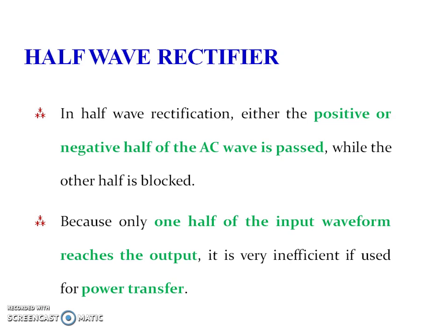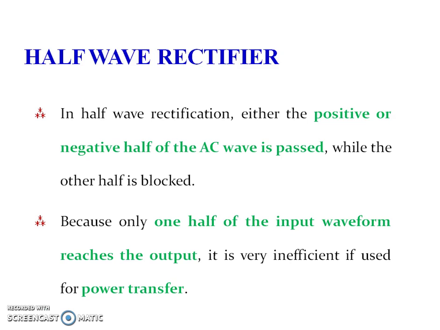In the half wave rectification process, either the positive half cycle or the negative half cycle of the AC wave is what we get at the output section. Either the positive or negative half of the AC wave is passed while the other half is blocked. This is done with the help of the diodes in the circuit, because we know that diodes work only in the forward bias condition. So for blocking the negative half cycle, we use it in the reverse bias condition.